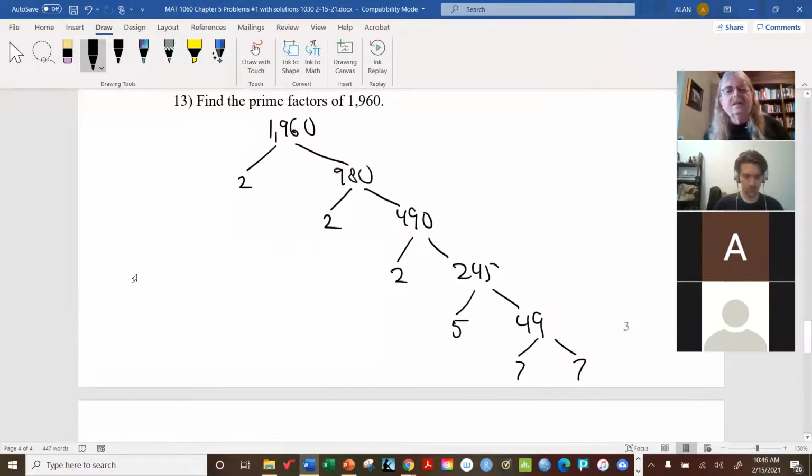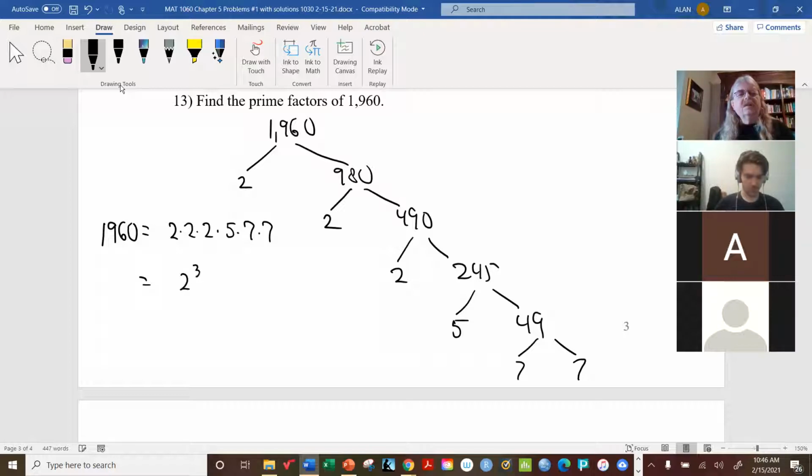And so when we're done, we're going to have 1960 as 2 times 2 times 2, and we have 1, 2, 3 2's, times 5 times 7 times 7. Or once again, you can write it as 2 cubed times 5 times 7 squared. Nice. All right, I think there's one more here.